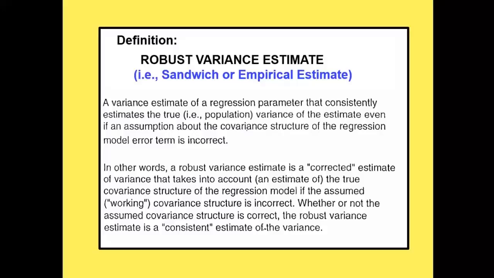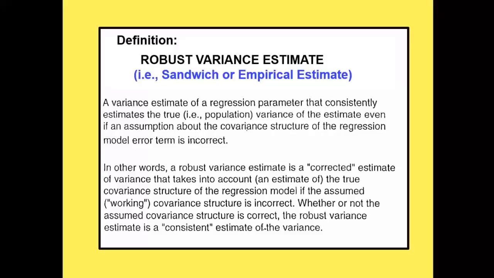Okay? What I've already been saying is, it's a variance estimate. Take the square root of the variance, and you get a standard error of a regression parameter that consistently estimates the true variance of the estimate, even if the assumption about the covariance structure of the regression model error term is incorrect. That's all I've been saying so far. So a robust variance estimator, or a sandwich estimator as another word for it, is just a corrected estimate.